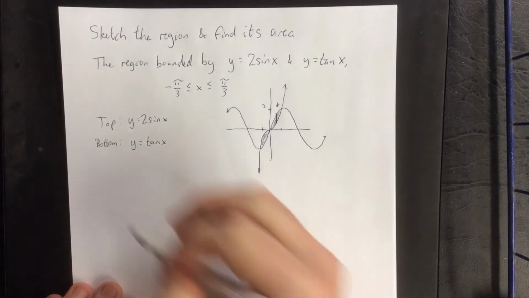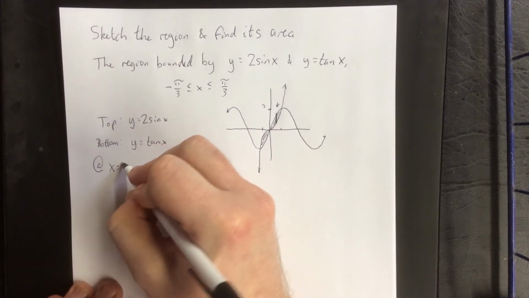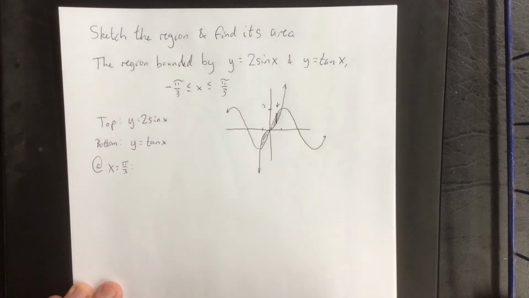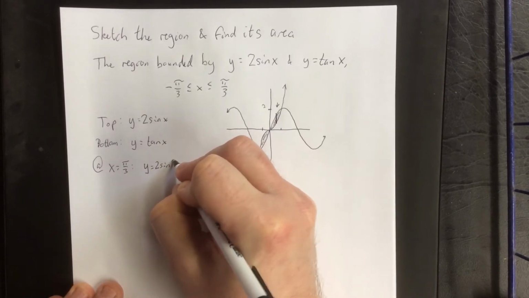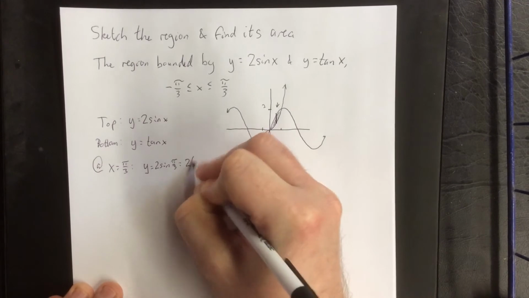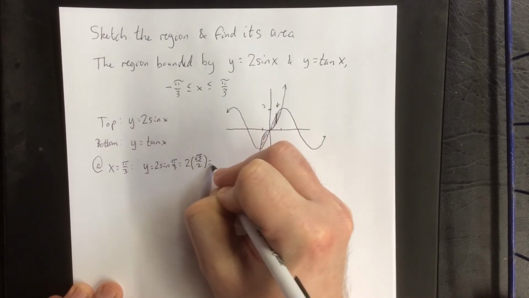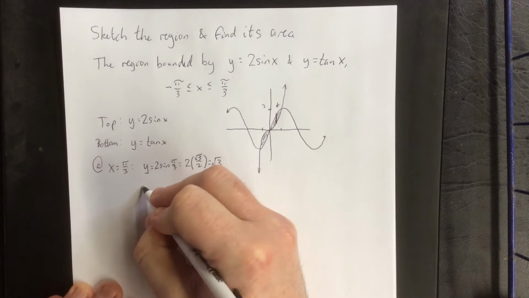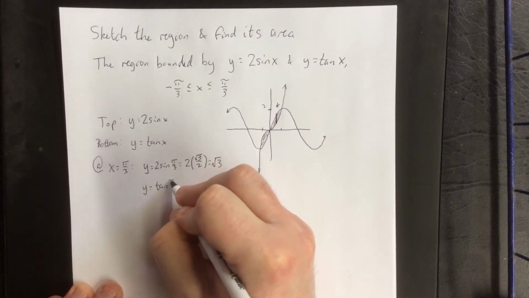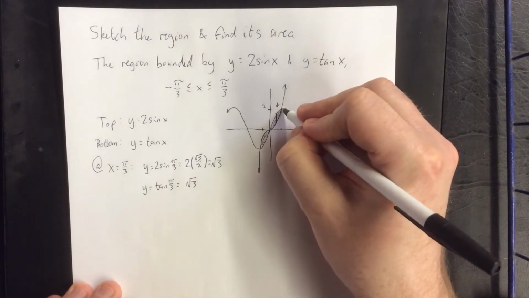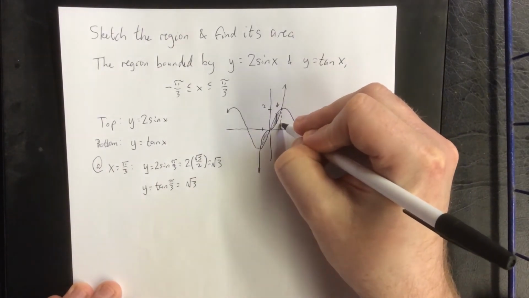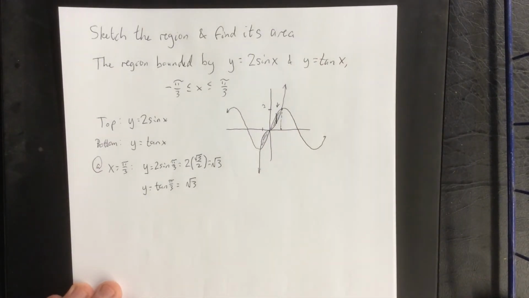Something I wanted to point out as well is that at that point of intersection, x equals pi over 3, or rather at that point that was given to us, the top function would be y equals 2 times the sine of pi over 3. Sine of pi over 3 is the square root of 3 over 2, so that would be y equals the square root of 3. The other function would be y equals the tangent of pi over 3, which is equal to the square root of 3, which verifies that this point of intersection that we have right here corresponds to the end of the interval. That way we don't need to worry about any additional area to the right.